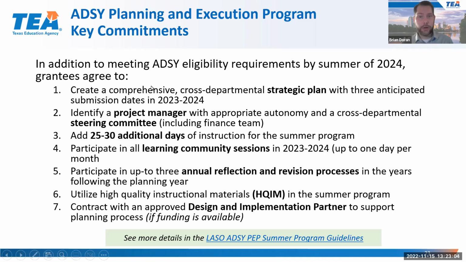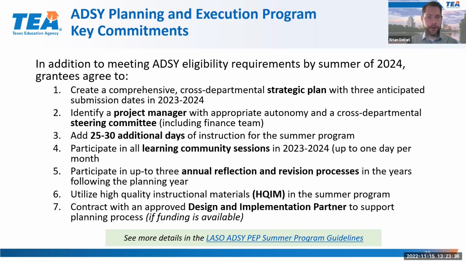I do want to emphasize that cross-departmental piece. This has been one of the most, I would say, one of the most important indicators of success for the districts that are going through cycles 1, 2, and 3 right now: the ability to bring the people that need to be at the table to the table. Anyone from transportation to food services to academics to any other operational pieces, to make sure that that summer program goes off with as few hitches as possible.